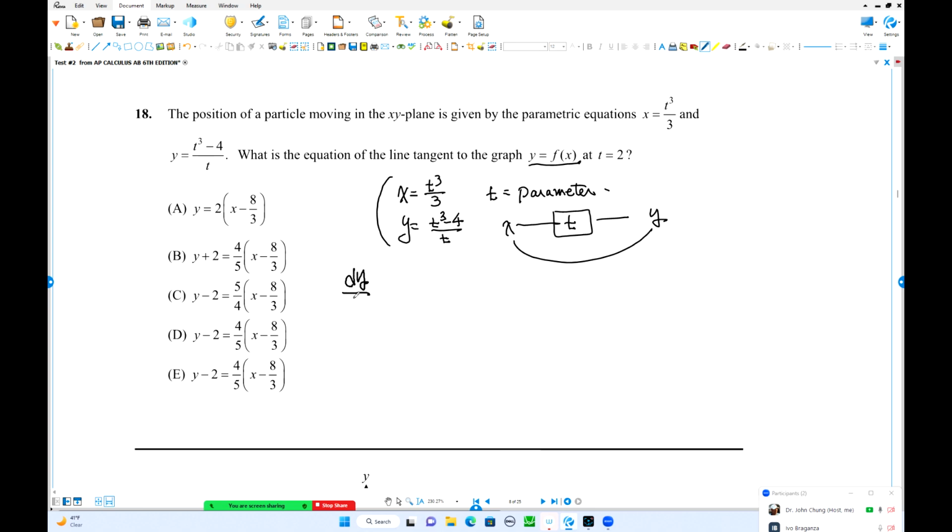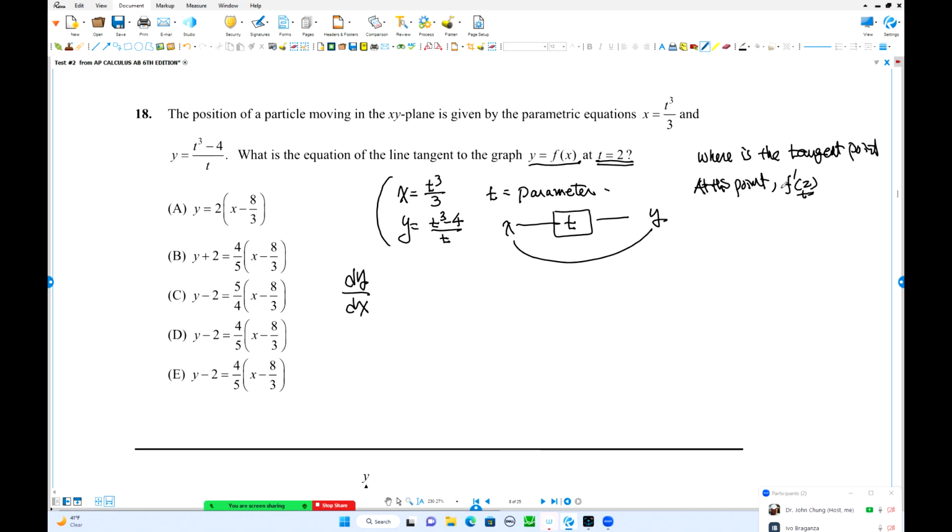Because here, dy dx, okay, we need to solve this one. At t equals 2, where is the point? When t is 2, where is the point? Our aim is what? The tangent point. And at this point, what's the slope, which is a derivative, right? So f prime when t is 2, this is the value of t, not the x, okay?